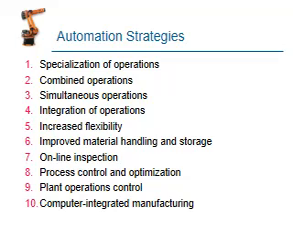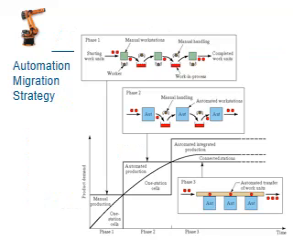Some automation strategies are available: specialization of operations, combined operations, simultaneous operations, integration of operations, increased flexibility, material handling and storage, online inspection, process control and plant operations, and computer integration. These are the things we implement in our industries for automation.